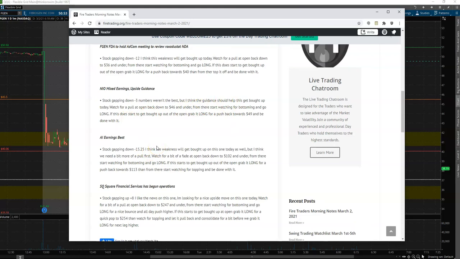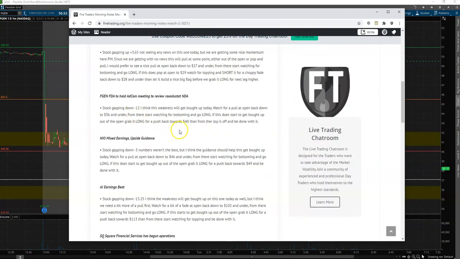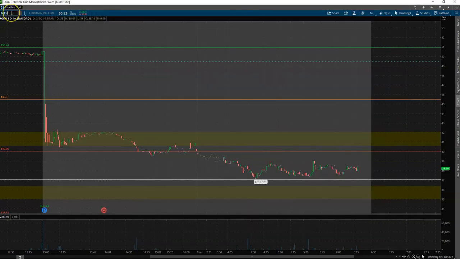If this does start to get bought up out of the open, you guys grab it long, and I think it'll make a nice move. So let's check it out here.